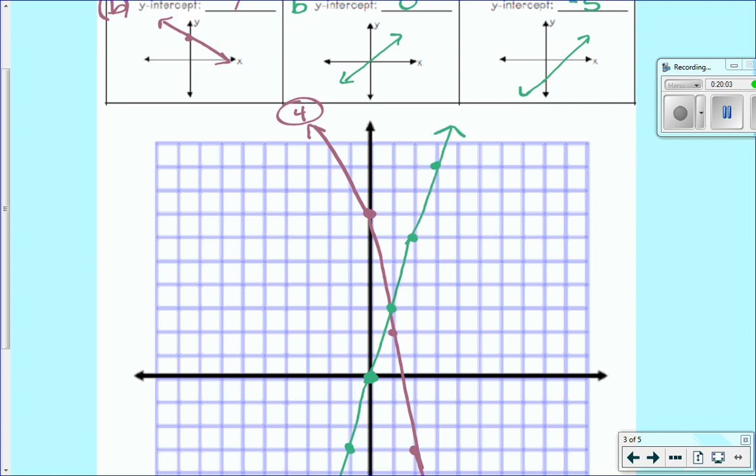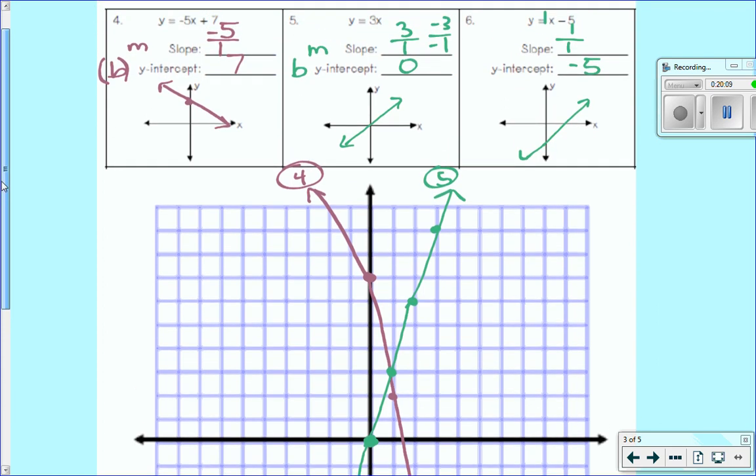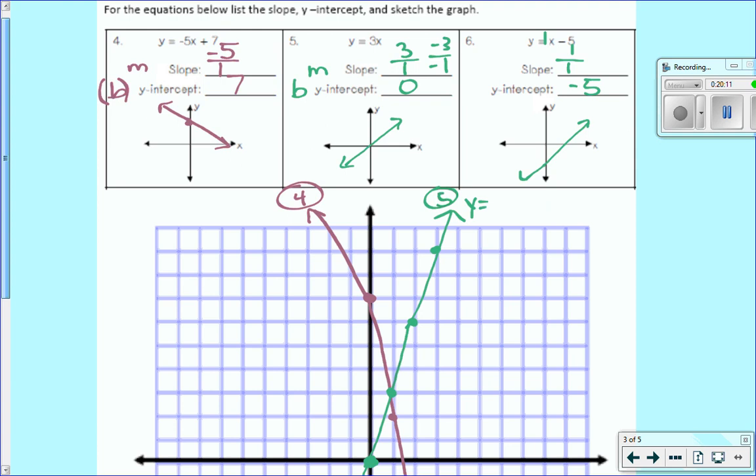Make sure you have arrows, because these lines go on forever. And this is number 5, and our equation is y equals 3x. Pretty good? All right, let's look at number 6.